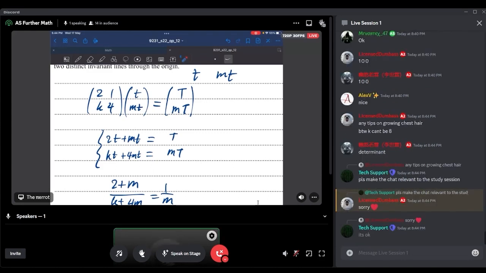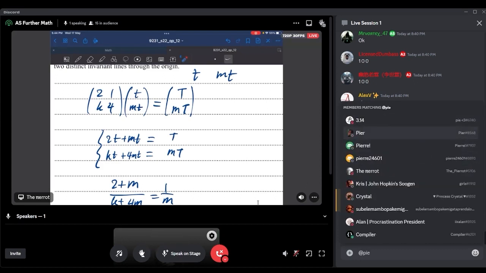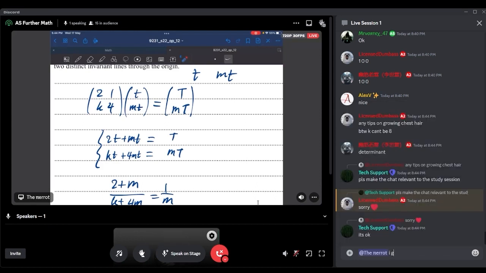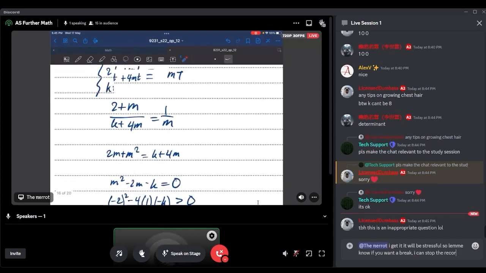But yes, when k is 8, the determinant is 0. And so the mapping is another one-to-one mapping, basically. It just squishes the 2D plane into a line. And so you have non-distinct invariant lines when k is 8. So k cannot be 8 also.